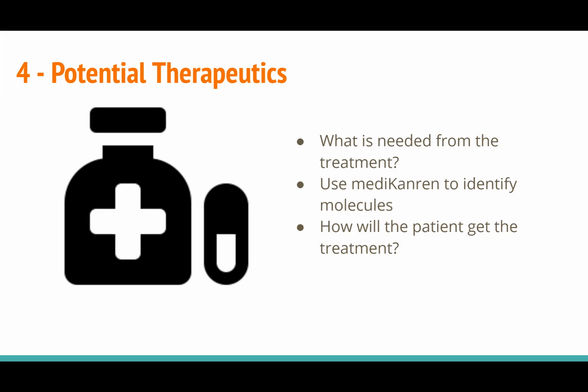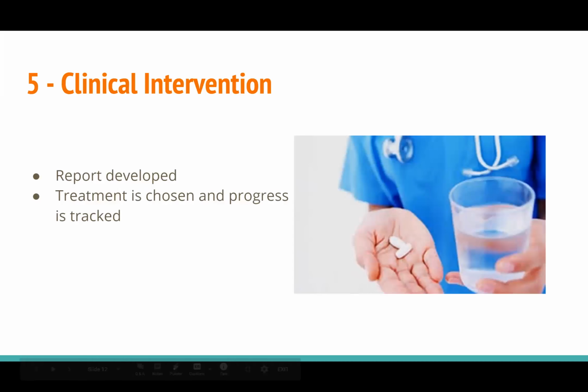So we also need to determine how we'll be giving the treatment to the patient, whether it's through oral medication, vaccinations, lifestyle changes, or diet changes. And for the last step of precision medicine, we go into clinical intervention. And so the precision medicine analysts develop a full research report that they then give to the patient's physician, and the physician then can choose which treatment to administer to the patient, and they then track the patient's progress.